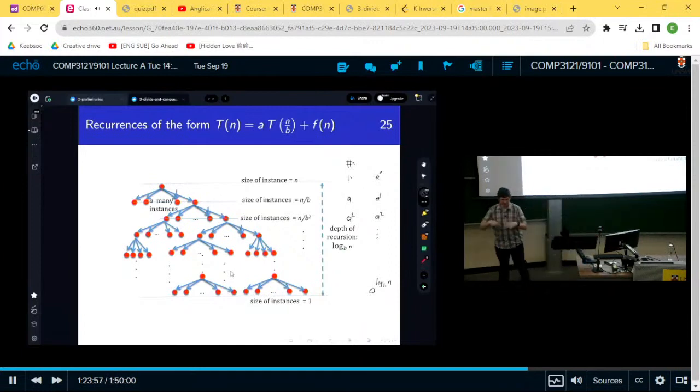Most of the nodes will be on the bottom level, and the bottom level will actually contain more nodes than occur in the rest of the tree. Here's one extreme example, with a at least 2: binary trees, where the number of internal nodes is one less than the number of leaves, if you have a full, complete binary tree. So we mostly care about the number of nodes on the bottom level, and we can upper bound the number of nodes in the whole tree by twice this. So we have order a to the power log base b of n nodes in the tree.